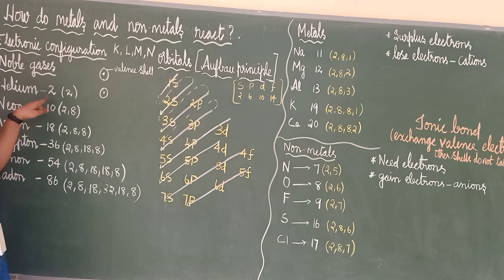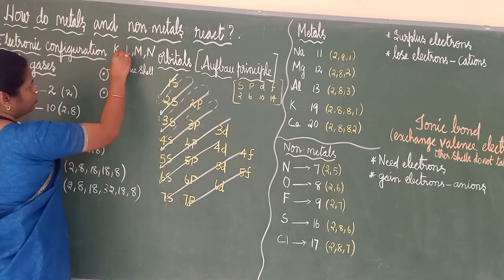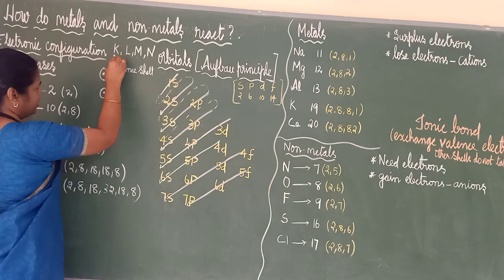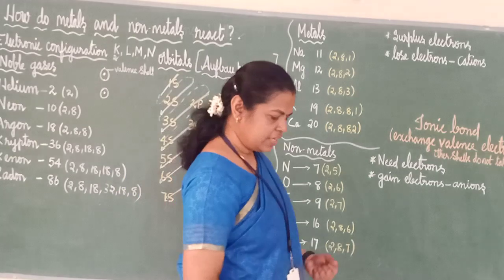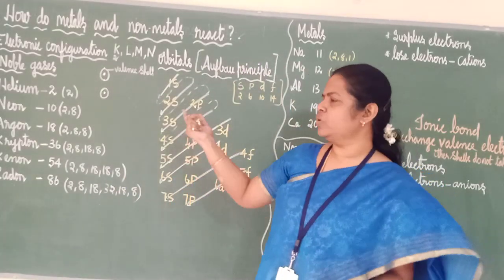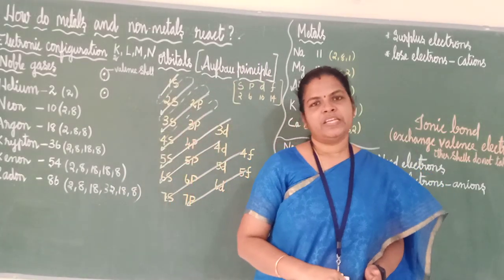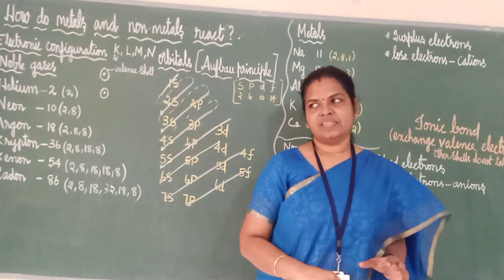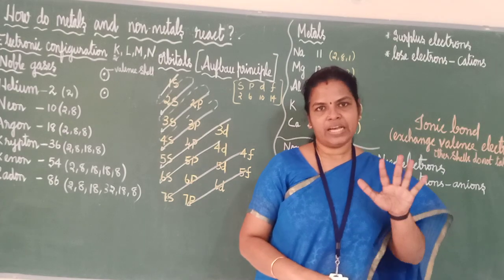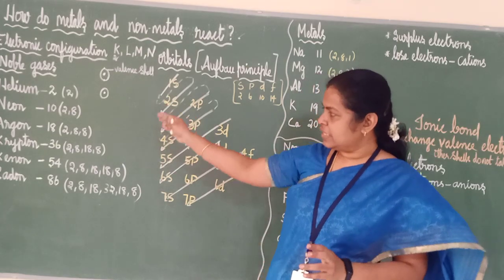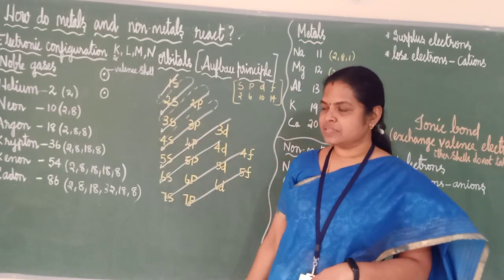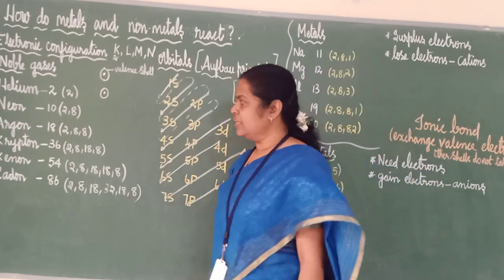Helium, the atomic number is 2. How will you split this 2? In K shell you will have 2 electrons. But you know that noble gases maintain stability. Helium has only 2 electrons, a duplet. This is an exception: helium will have only 2 in the outermost shell. All other noble gases, if you see, will have 8 in the outermost shell.